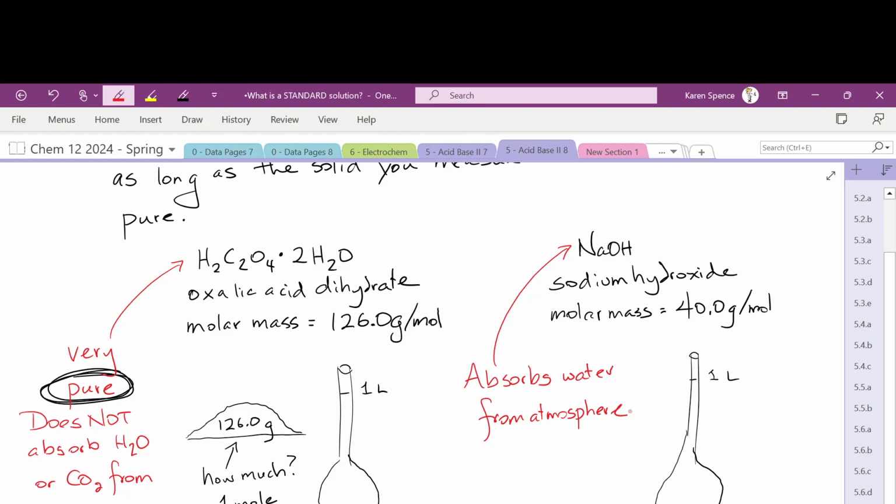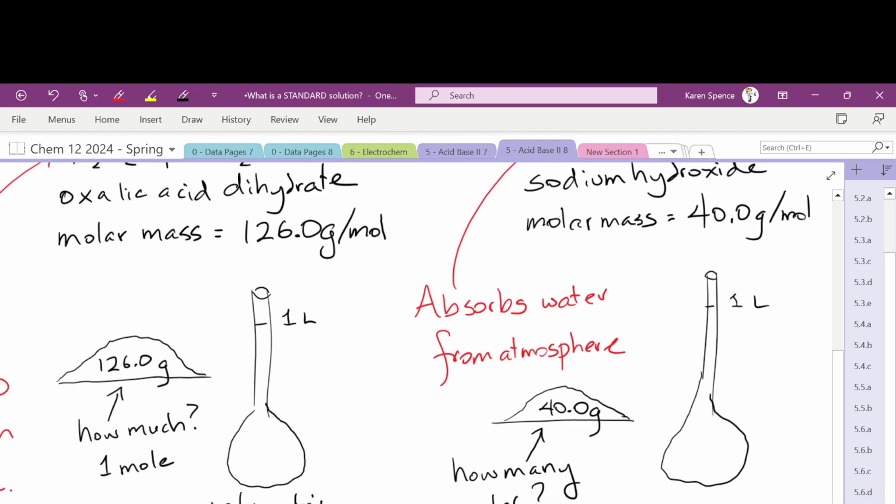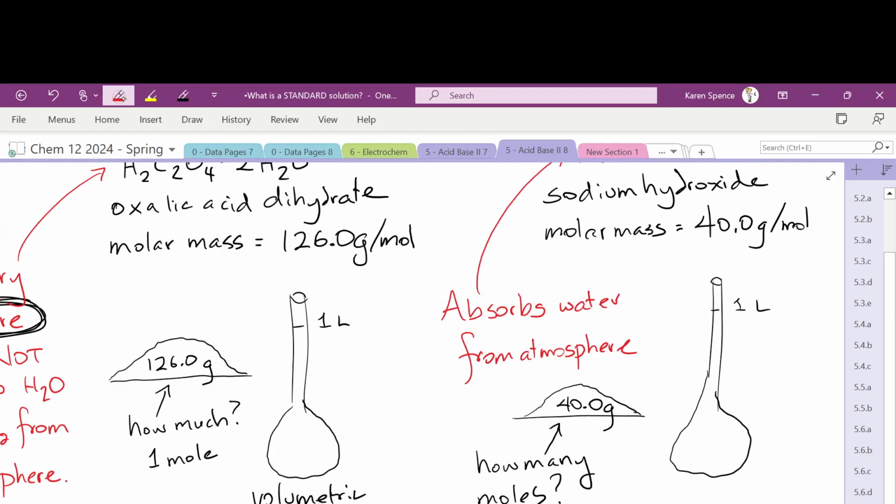So now I'm going to measure out a pile of the sodium hydroxide. And this is 40 grams. How many moles? 1 mole. So I've weighed out 40 grams, but remember it absorbs water from the atmosphere. How many moles? Less than 1 mole, because some of that 40 grams is water.